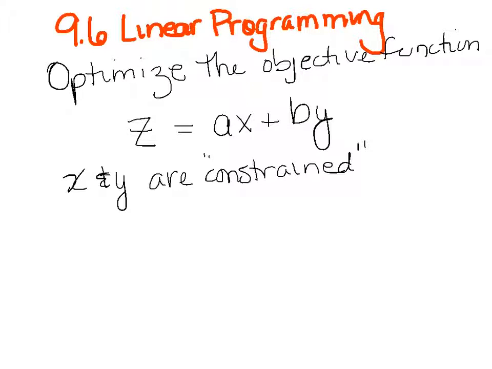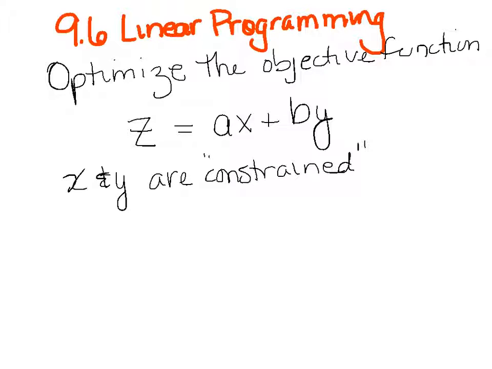But what so often happens is x and y are constrained. There are certain limits on how big x can be, how small x can be, or how big y can be, or how small y can be. And there might also be limits on how the two interact with each other. If x is big, then y is small, or vice versa. They might have some sort of constraint between them.